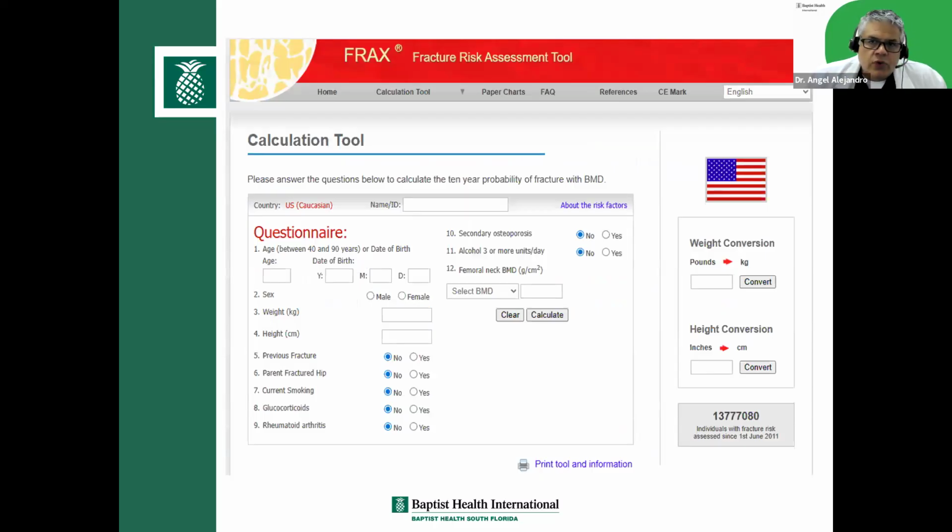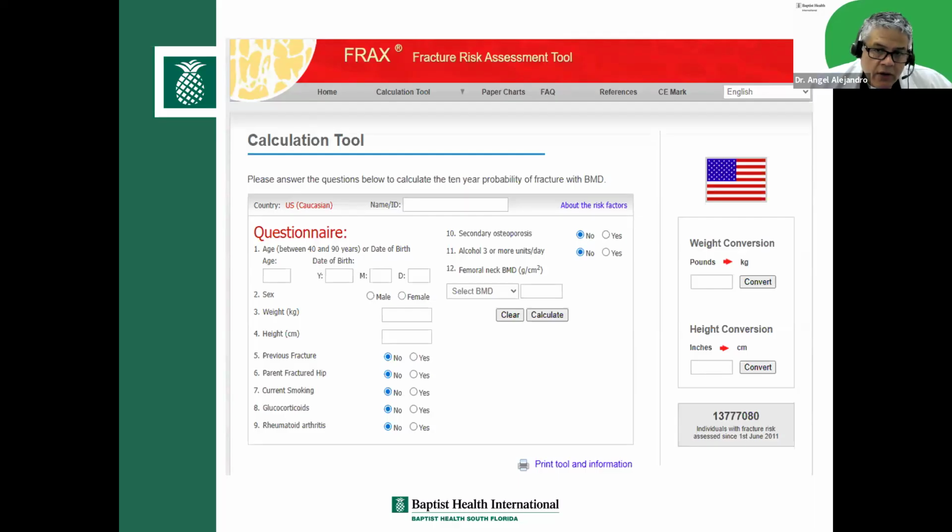So this is what the FRAX score looks like. If you Google online, just put FRAX, this is what comes up. This is from the University of Sheffield. And what you do is very simple. You enter the patient's age, their weight, whether they're male or female, whether they've had a history of fractures, whether they have a family history of fracture, whether they're smoking tobacco products, if they're on steroids, and if they have any secondary causes. Let's say they have hyperparathyroidism, then you would enter yes on number 10.